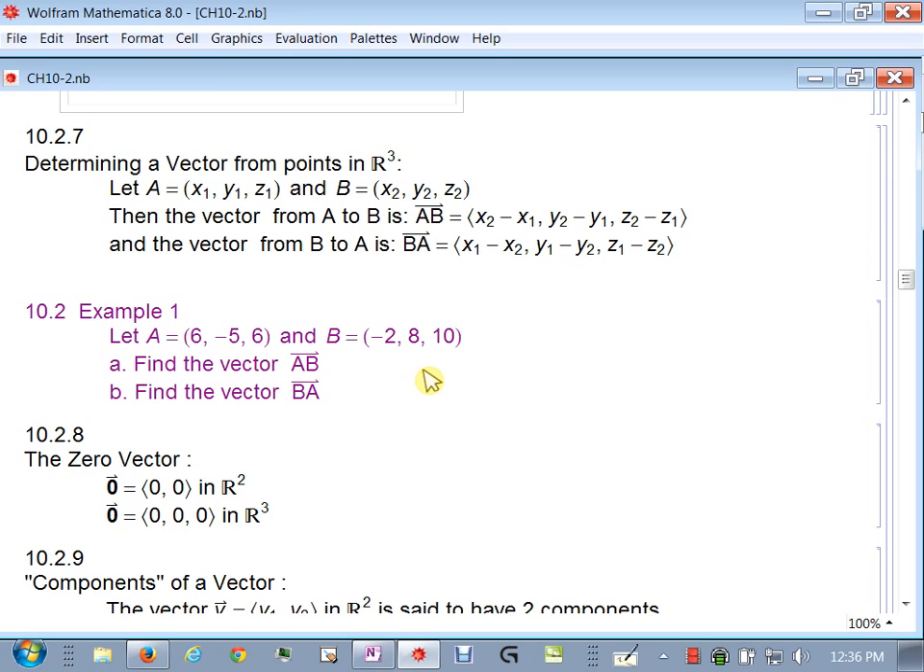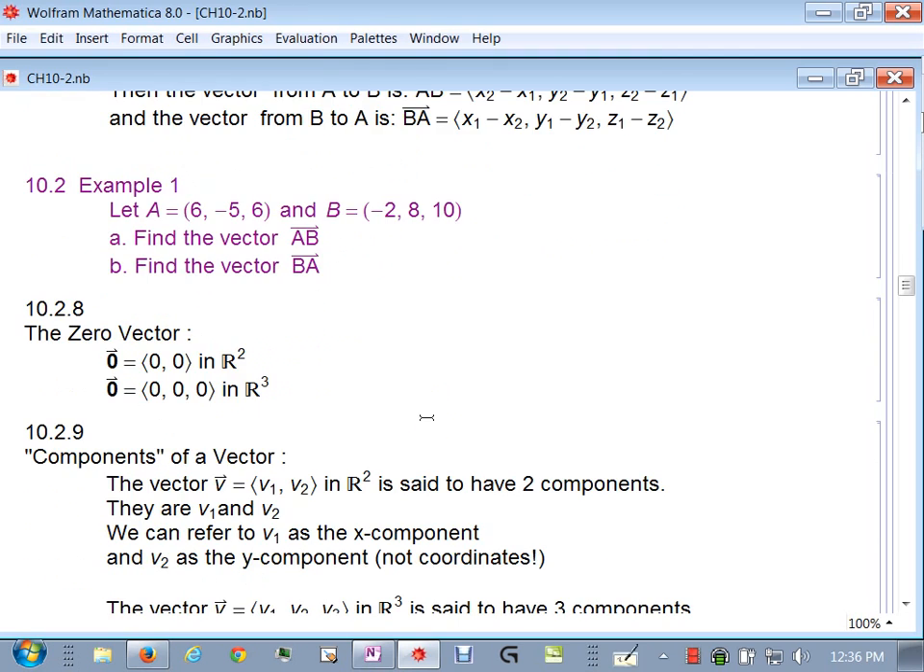If I want to go from A to B, which one am I going to subtract from which? B minus A. So I start here: -2, I take away 6, I get -8. And then the next part will be what? 8, take away -5, I get 13, and then 10, take away 6, I get 4. My note comes later, so I'll wait. And then the other way, you go this minus this, that minus that.